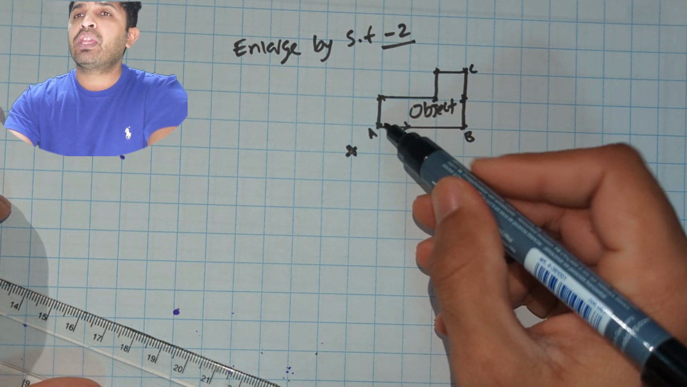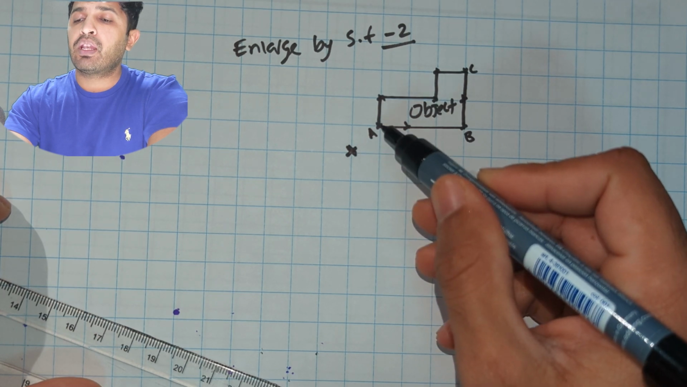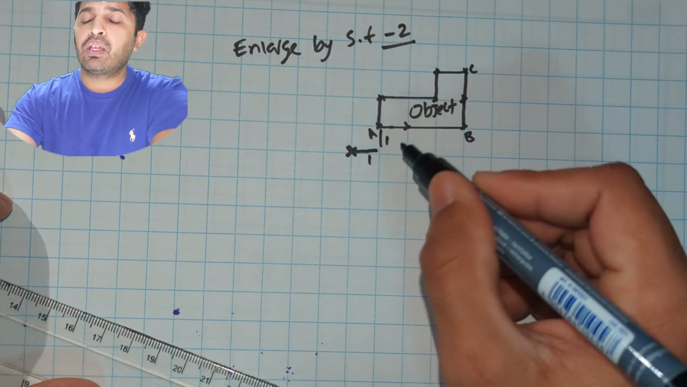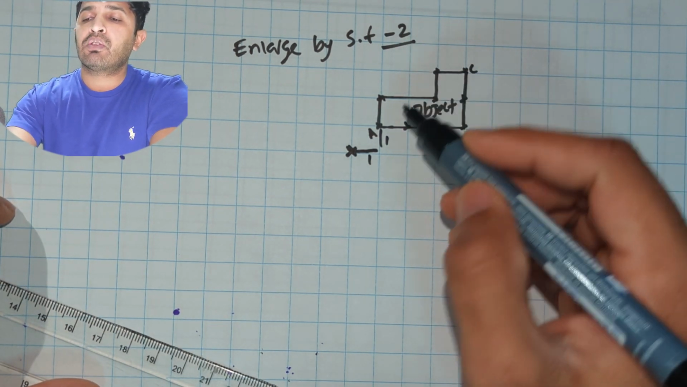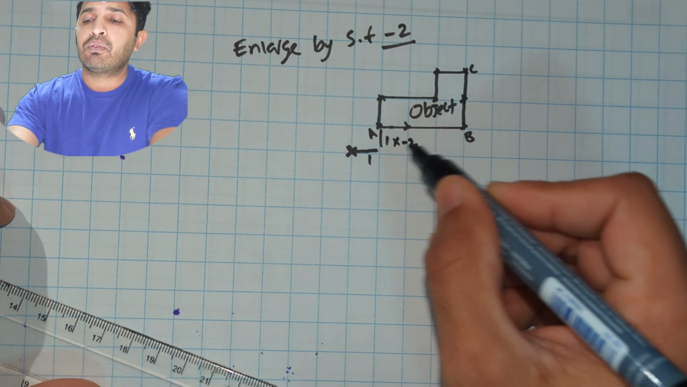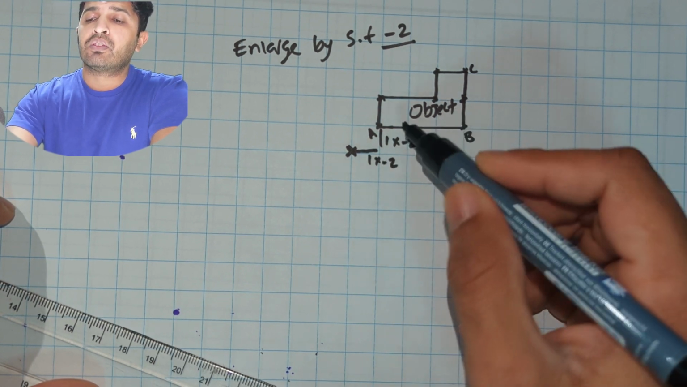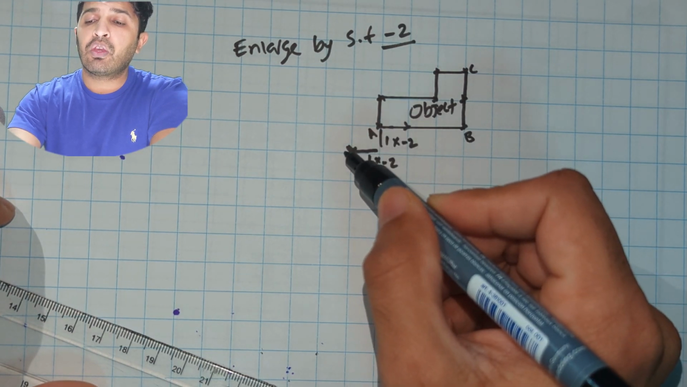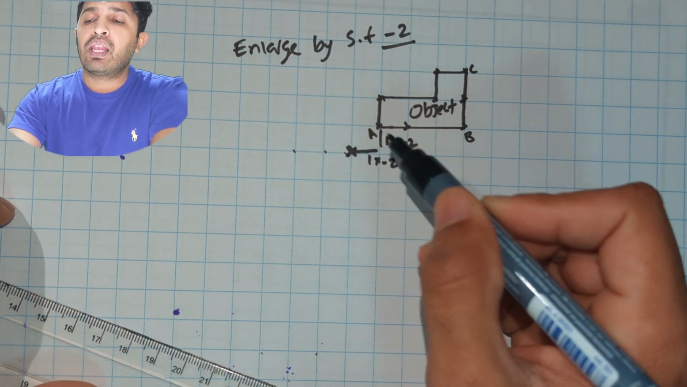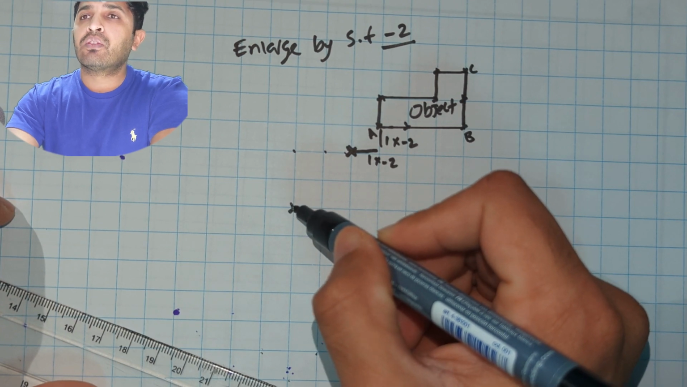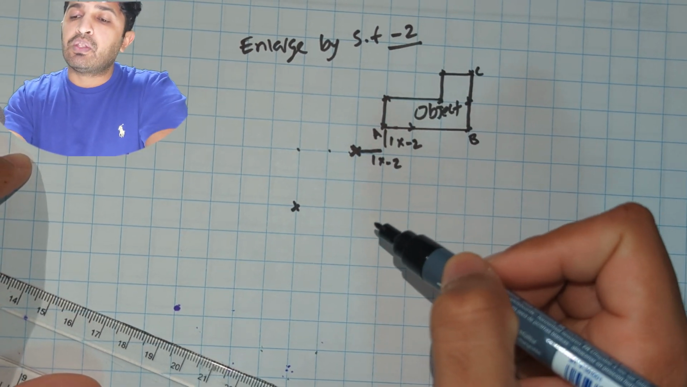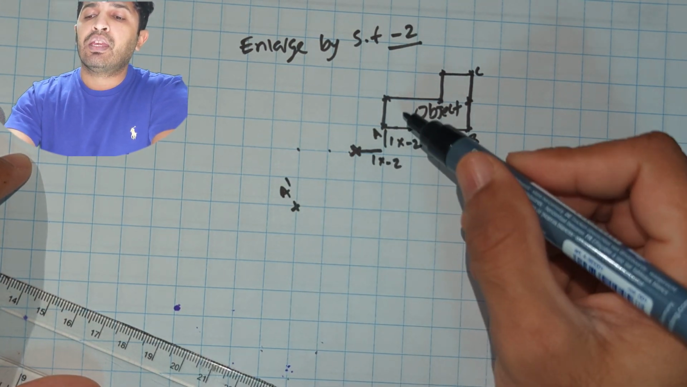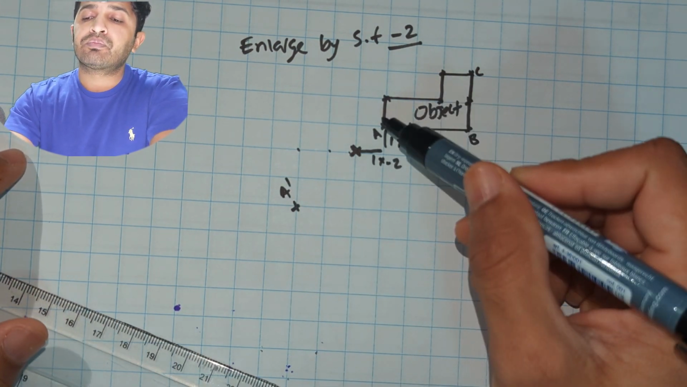From center to point A, we're going 1 right, 1 up. And the scale factor is -2. So we need to multiply by -2. So we get -2 to the right, -2 up. What does that mean? You're going 2 to the left and 2 down. So that's where you end up with your point A, which we call A prime. And exactly the same thing again.